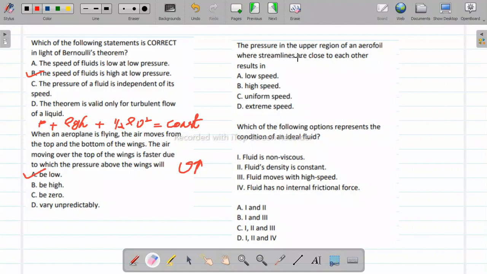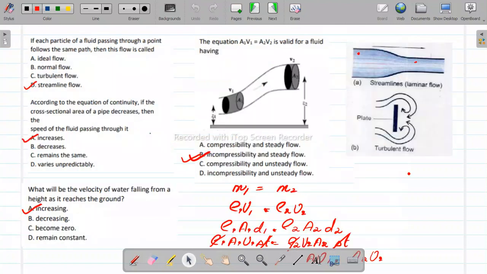Then the pressure in the upper region of an airfoil, where streamlines are closer to each other, results. In order to answer this MCQ, let's just see this figure right here, right? So from continuity equation we have concluded कि अगर area greater है इस region में, तो यकीनन यहाँ पर velocity smaller होगी, right? And this makes us conclude कि अगर इस point पे velocity smaller है, तो फिर यकीनन इस point पे जहाँ पर the opening is quite narrow, यकीनन velocity of the fluid will be greater.